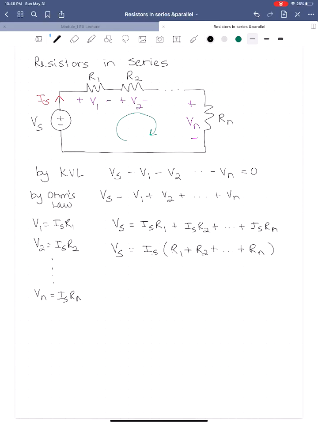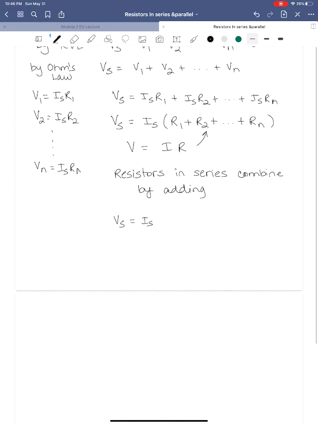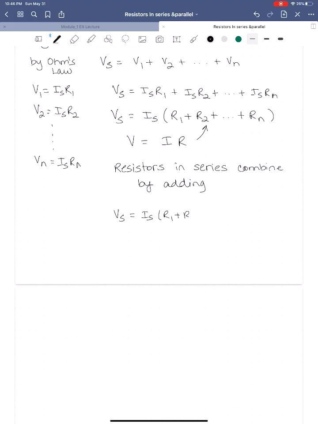Okay, now this looks very much like Ohm's law, right? It looks like V is equal to I times R, where R is now the sum of all the resistors connected in series. All right, so what we say here is that resistors in series combine by adding. So we can write V sub S is equal to I sub S times R E Q, where R E Q is equal to R1 plus R2 all the way out to R sub N. Okay, so resistors in series combine by adding, very simple.